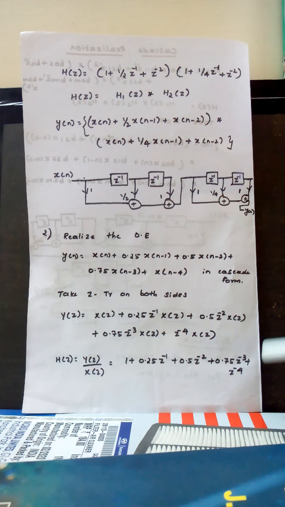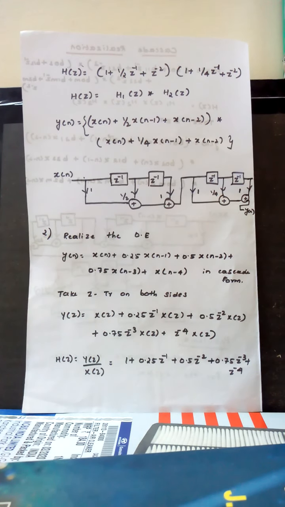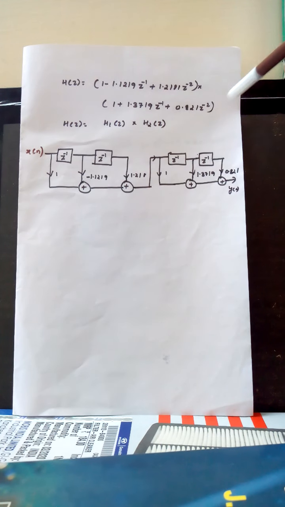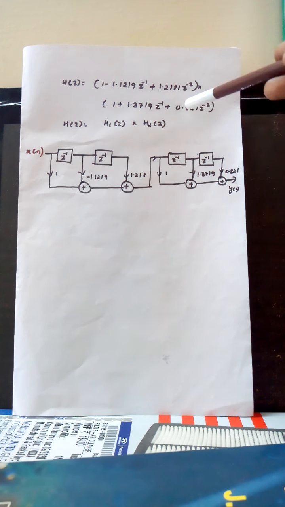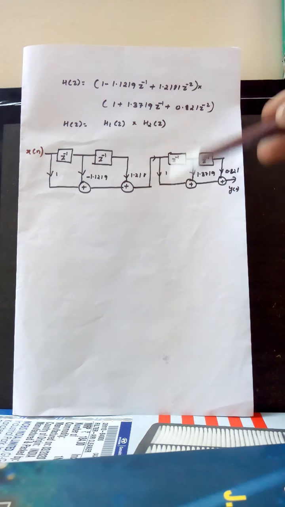So if we factorize the term, we'll have two systems here, that is h of z is split into h1 of z and h2 of z. Now we can realize it in the cascade form.